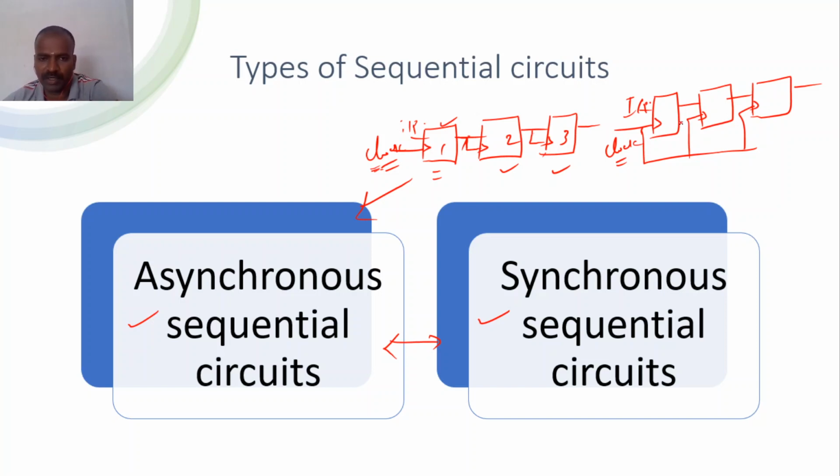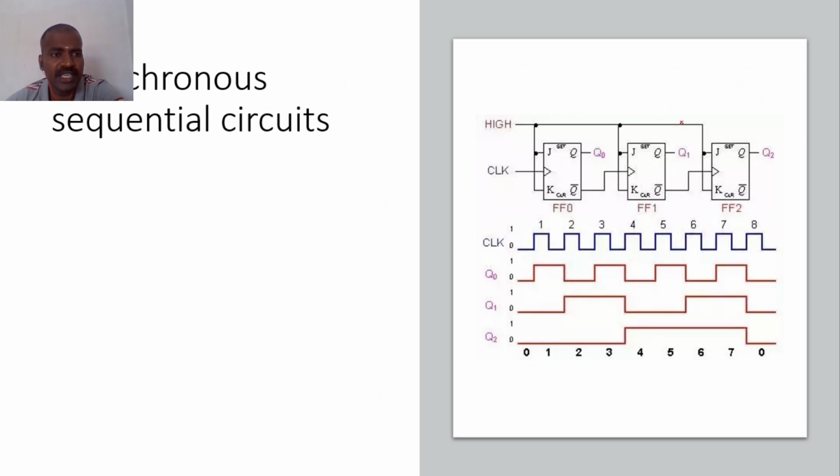Let's see them one by one. First one is asynchronous sequential circuits. Have a look at this. The input is applied. Here the JK flip-flop is used in all three flip-flops: 1, 2 and 3. See, the clock signal is applied only to the first device. For the second flip-flop, the clock signal is the first flip-flop output, and for the third flip-flop, the clock signal is the second flip-flop output, which means all the flip-flops are not working at the same time.